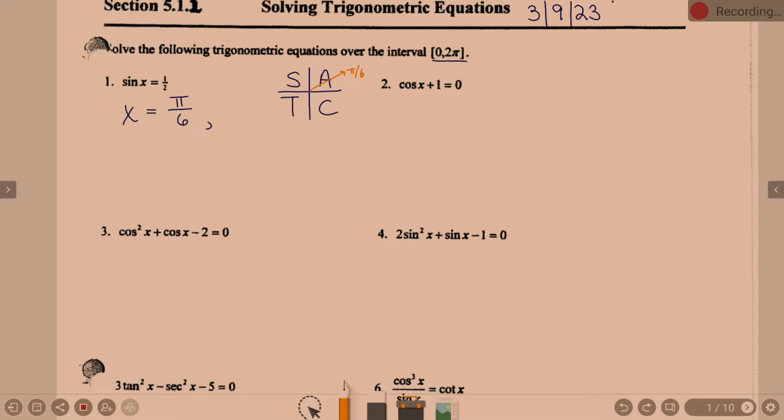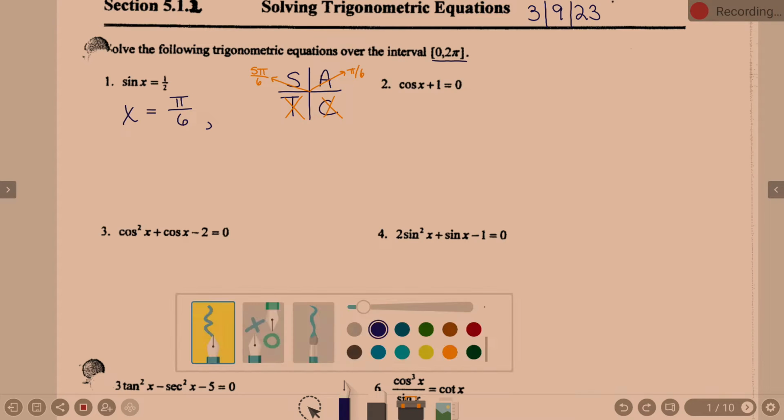Pi over 6. Now, in what other quadrant does sine equal positive 1/2? 5 pi over 6. Okay. Not quadrant 4, not quadrant 3, but quadrant 2. And that's because sine is positive there. And so we need a reference angle, right? Pi over 6 is my reference angle. So pi over 6 up from the x-axis is, as you guys said, 5 pi over 6.